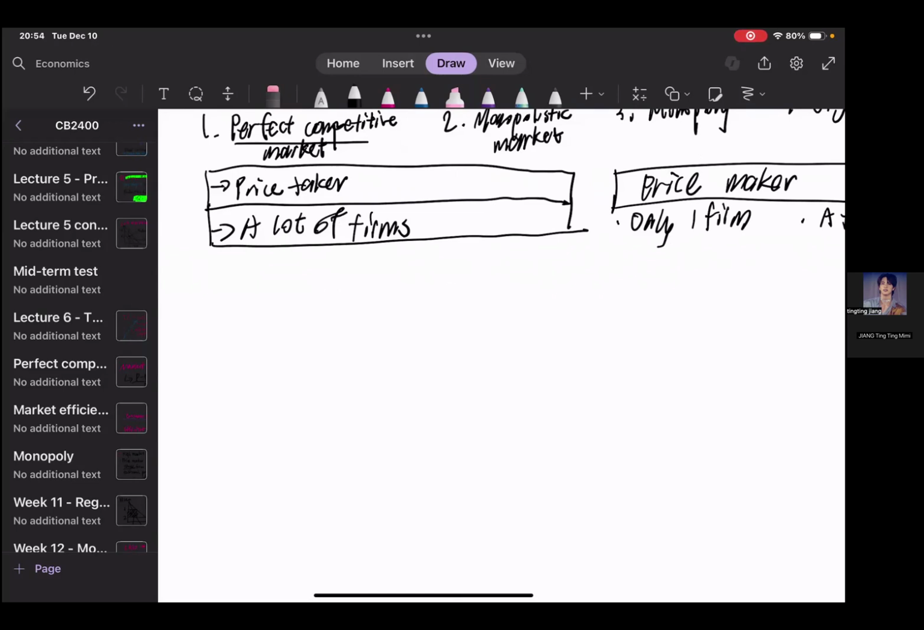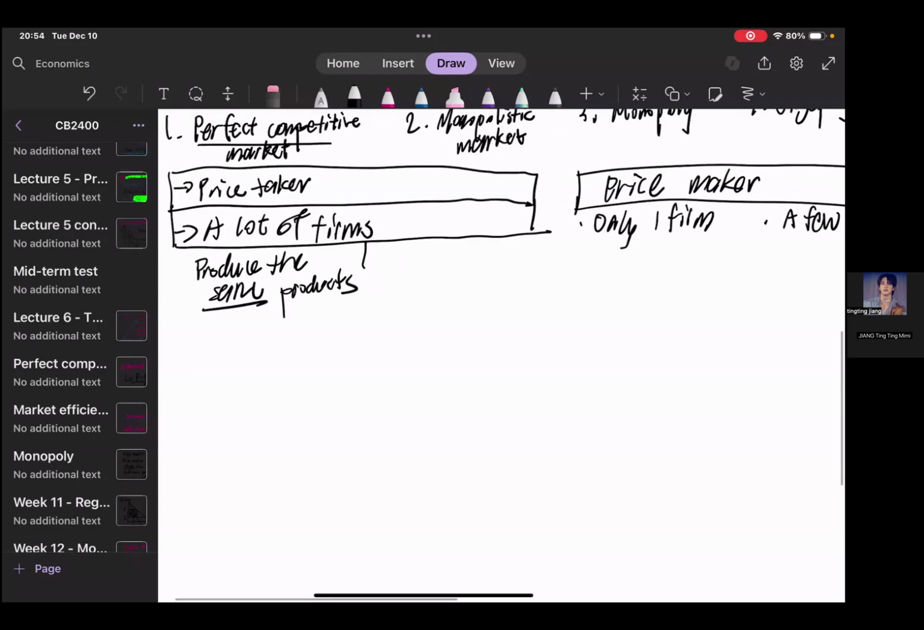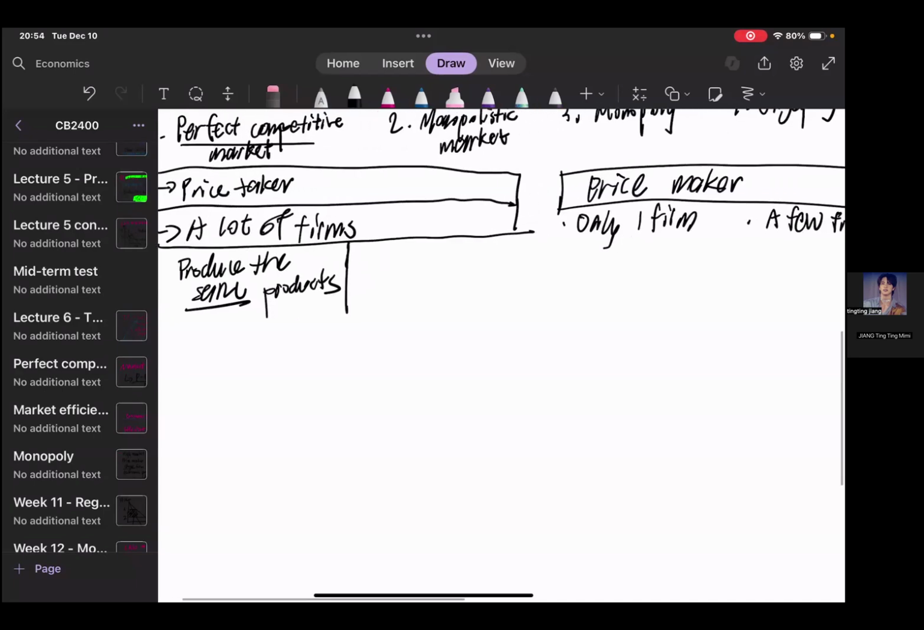And for the first two, we got their first big difference, and probably the only one too, which is that this one produces the same product, literally the same product. But for the next one, monopolistic, they produce differentiated products.